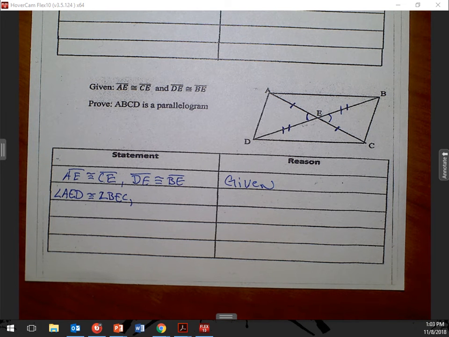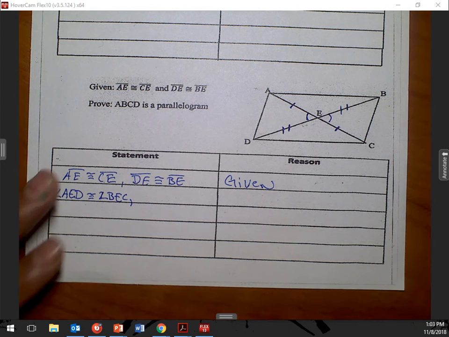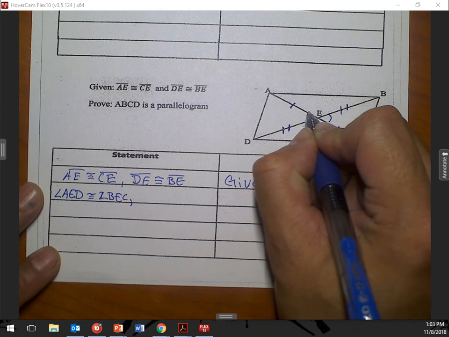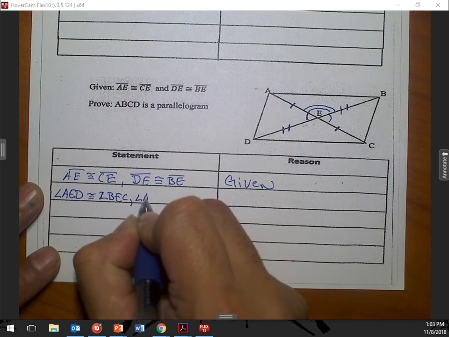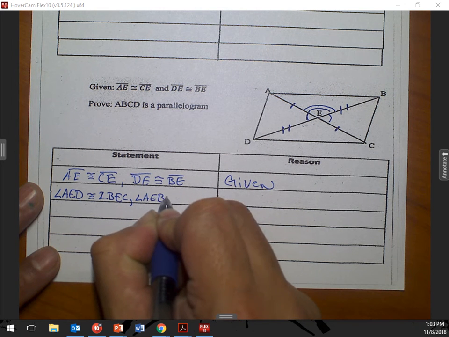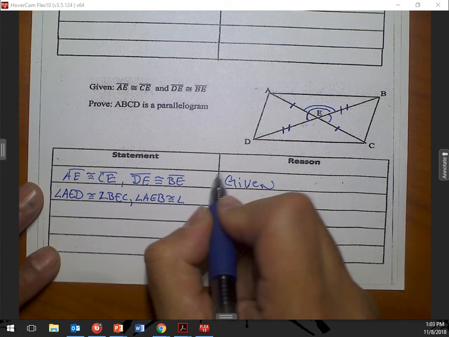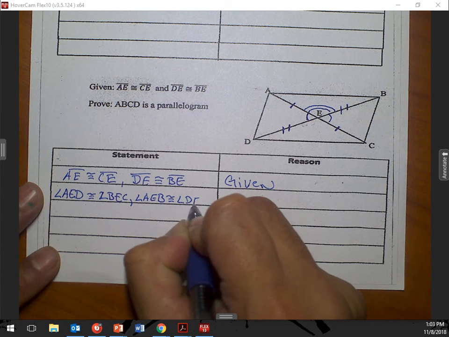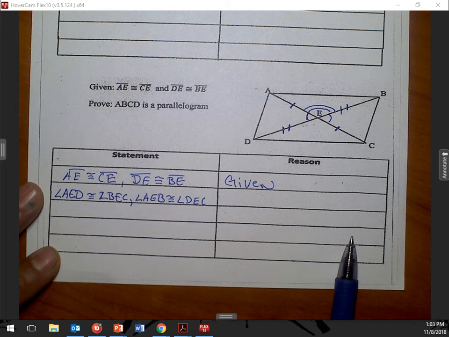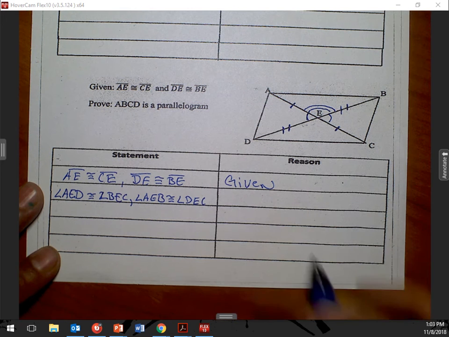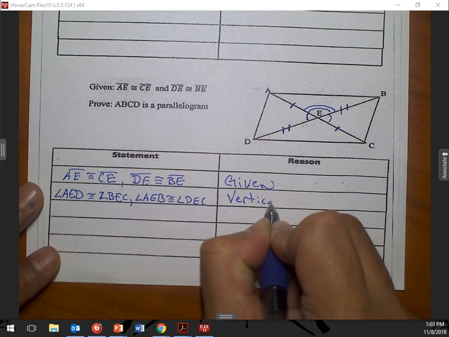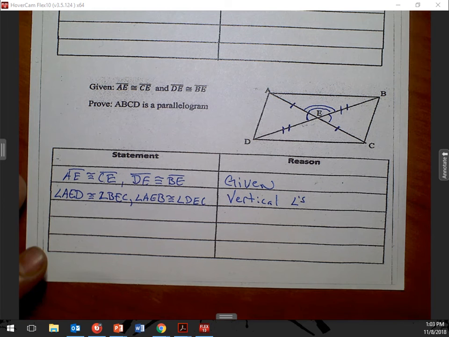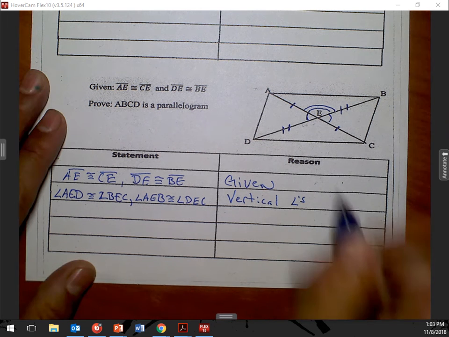DEC. AEB. Okay, so I'm going to say right here, angle AEB is congruent to angle DEC. And what is my definition? Vertical angles. Very good. So I have vertical angles there. Oh, I gotta mark my other one.